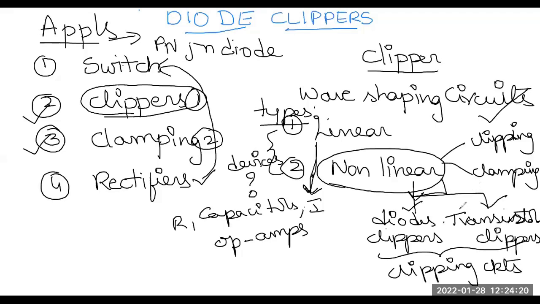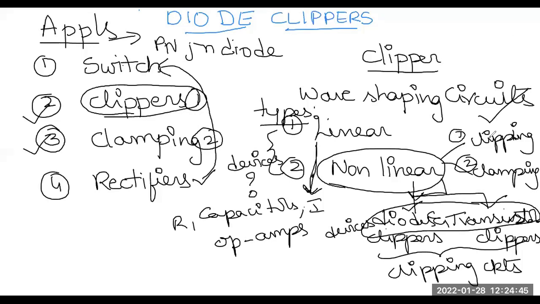To say it simply, by using these non-linear devices, diodes and transistors, you can develop two types of non-linear circuits, which are called clipping and clamping circuits.